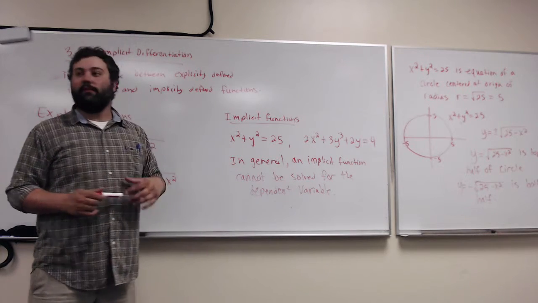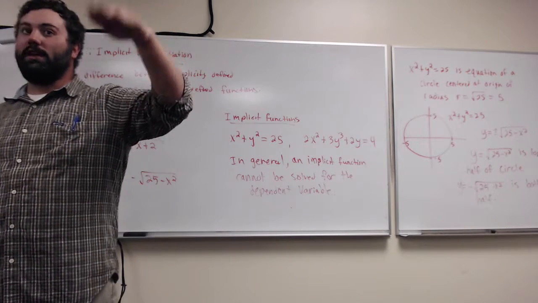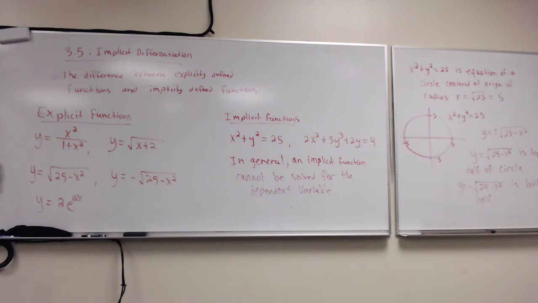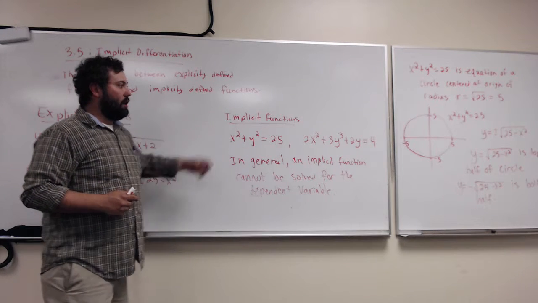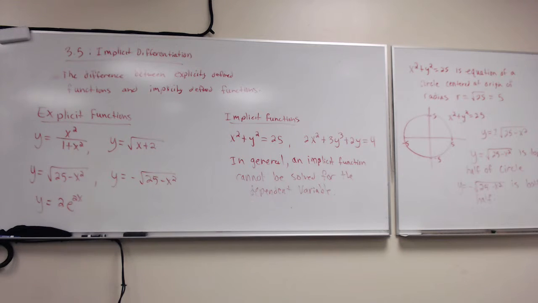But we could still find rates of change and still find slopes of tangent lines without actually having to try and solve for y. So that's the whole point of this section. Can we still find rates of change without solving for the dependent variable? Okay. In some cases you can solve for the dependent variable, like most circles you can solve for y, but that'll always give you a top half and a bottom half. Okay. So in this case, this implicit function can be separated into two explicit ones, one giving you the top half of the circle, one giving you the bottom.